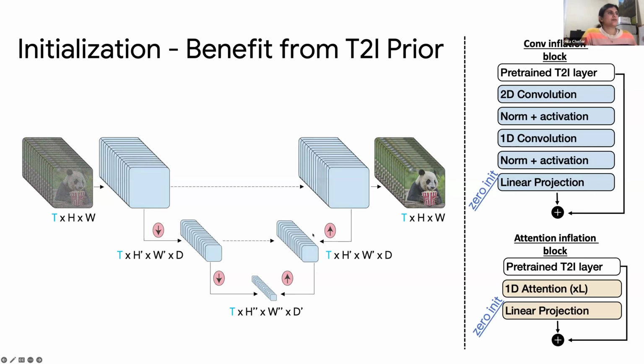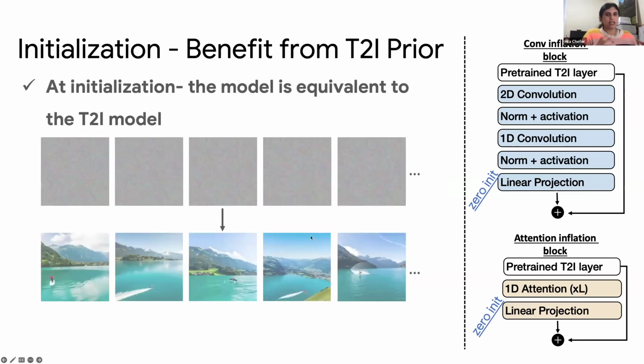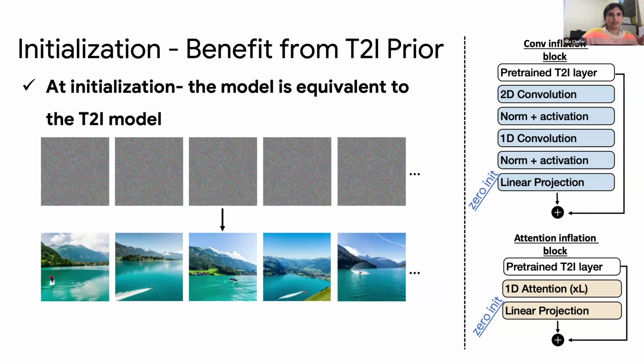And then again, if we take a look at the frames at initialization, if we start from different random noises, we'll get distinct frames that are unrelated to each other temporally, but they are meaningful. They correspond to our text prompt because we initialized our model such that it started from the original text-to-image model, right? So that's basically the intuition of the initialization.